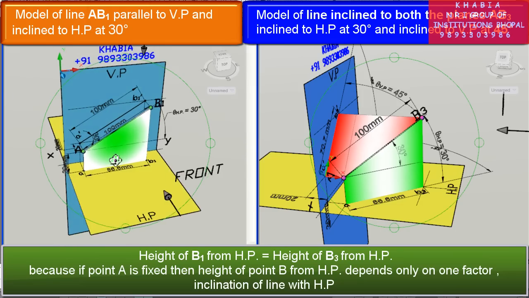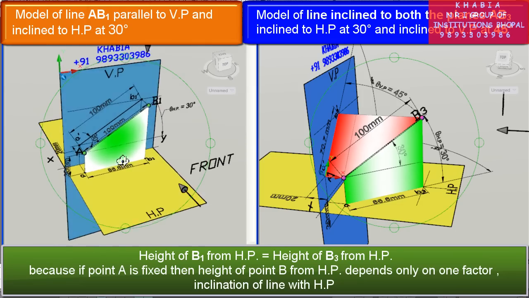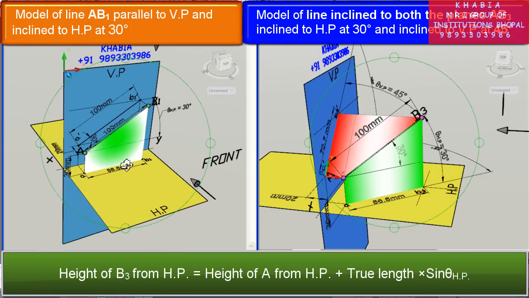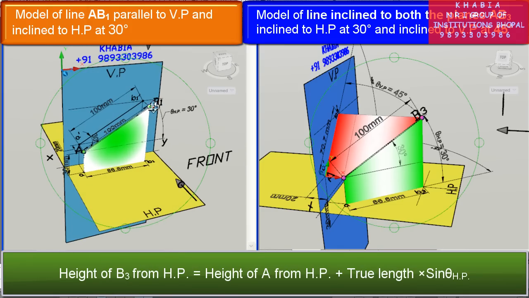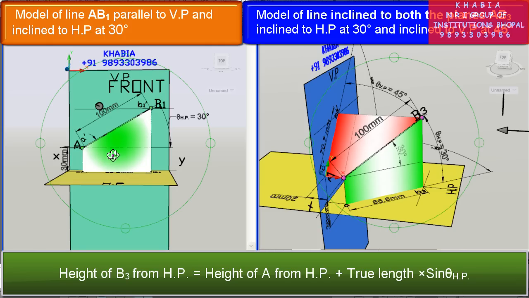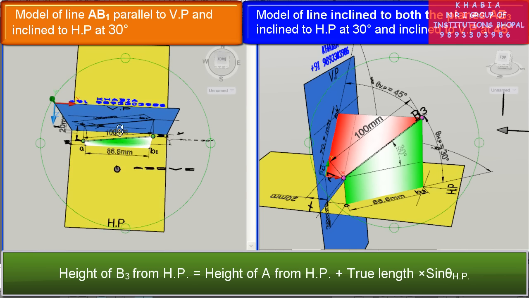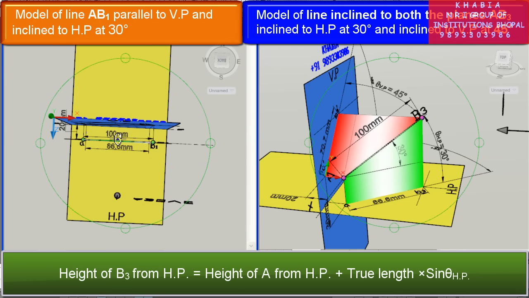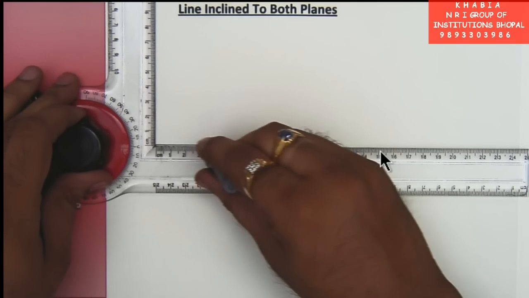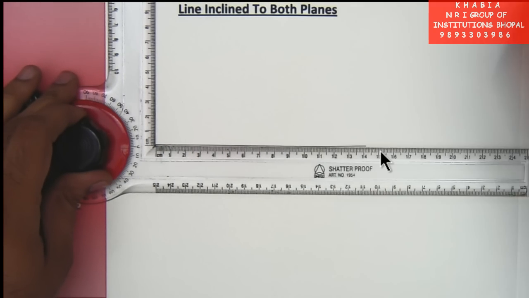Now, let us start drawing projections of this simple line AB1 on the drawing sheet. Since this simple line AB1 is parallel to VP, in the front view we will see its true length and true inclination with HP, 30 degree, and the top view of this simple line AB1 will be reduced in length and parallel to the reference line. First, draw horizontal reference line XY.